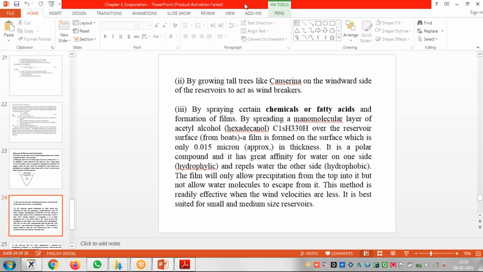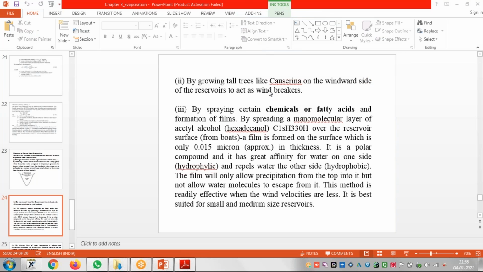Next is growing tall trees nearby the reservoir on the windward side, such as Casuarina. Suppose this is the water body and wind is coming. On the windward side we will plant trees everywhere so that they stop the wind, right? They can also stop the radiation of the sun, and they can save the water quantity, right?